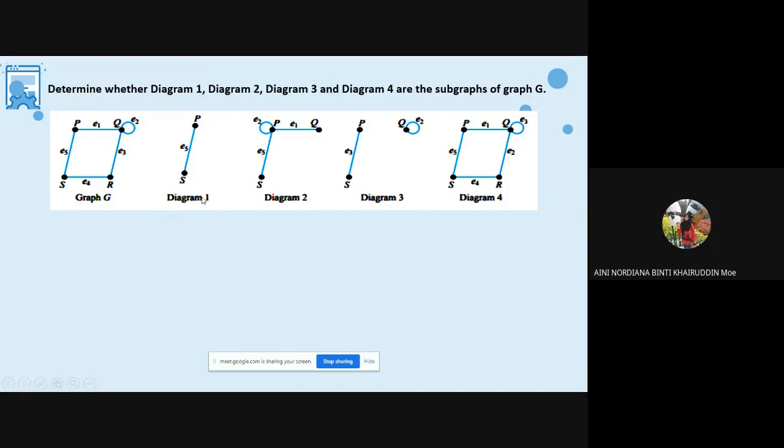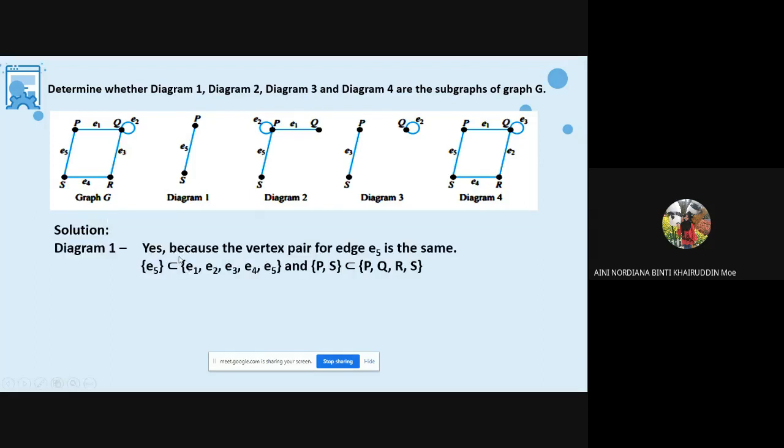Okay. So diagram 1 ni adakah subgraph to this graph G? So the answer, yes. Because the vertex pair of edges E5 is the same. Sini E5, sini pun E5. E5 adalah subset kepada E1, E2, E3, E4 and E5. So actually dalam exam, yang ni tak boleh tulis semua ni. Biasanya soalan in exam akan tanya, contoh macam ni lah soalan ni kan, you just answer yes or no. Okay, for diagram 1, yes.